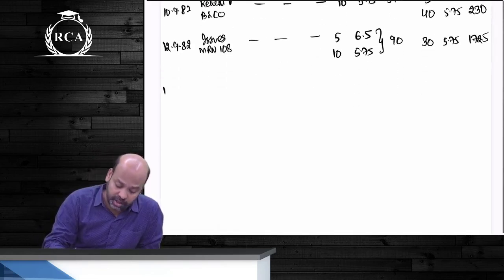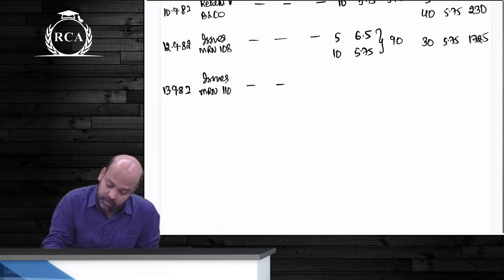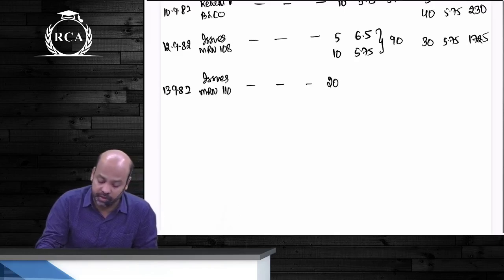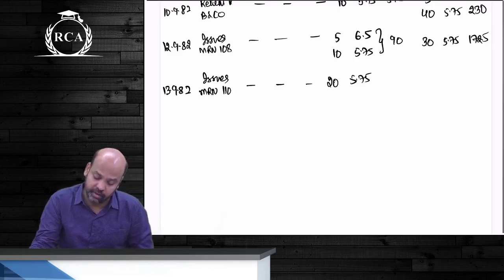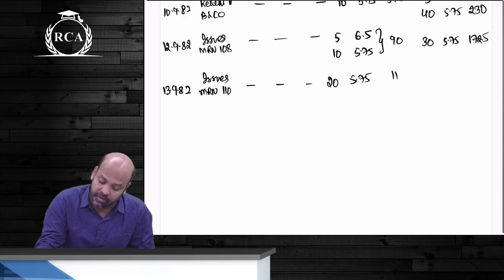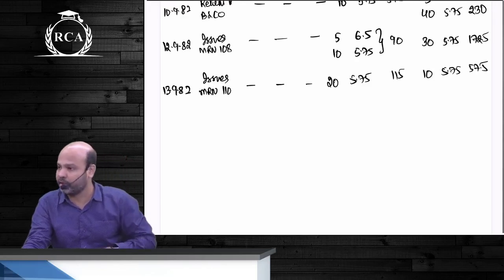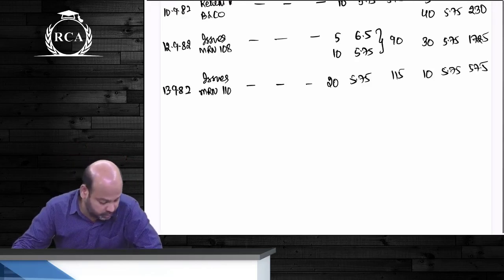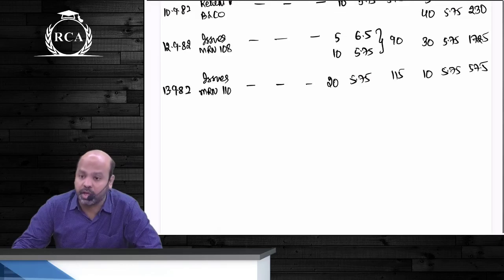Next, guys, on 13th of September, again there are issues. Material requisition number 110. 20 units at 5.75, guys. So 20 at 5.75, this will become 115. You will have 10 units left at 5.75, the value of which will be 57.5. This is for 13th September.